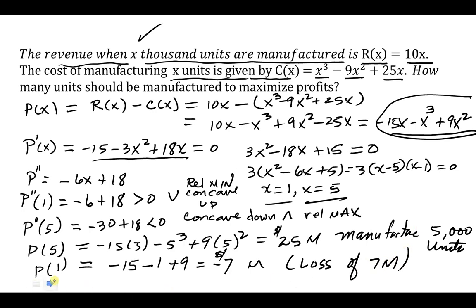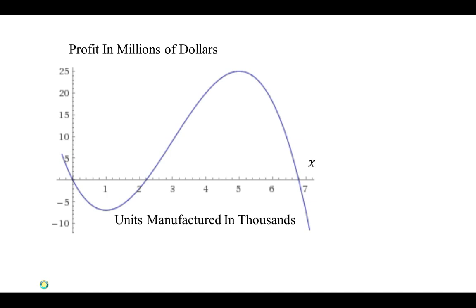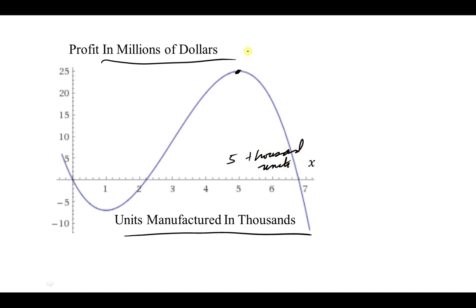Notice that this is illustrated on the next page, where we have the profit in millions of dollars versus the number of units manufactured in thousands. And you can see that at 5,000 units, we make $25 million profit. If we had manufactured only x equal 1 or 1,000 units, we would have a loss.